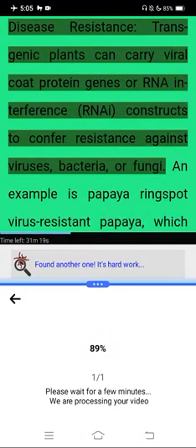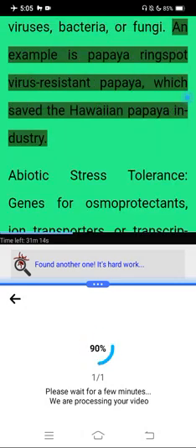Disease resistance. Transgenic plants can carry viral coat protein genes or RNA interference (RNAi) constructs to confer resistance against viruses, bacteria, or fungi. An example is papaya ringspot virus-resistant papaya, which saved the Hawaiian papaya industry.